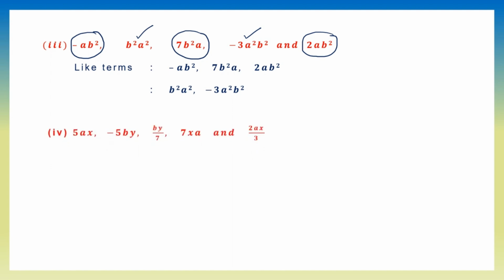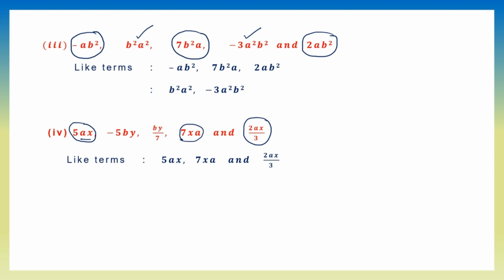Question 4. Now here let's look out and see. Here we have ax. Let's see if there are any more ax. Now here we have xa. That's the same as ax, because there's 1a, 1x. Now the last one also we have ax, 1a and 1x. So these three are one set of like terms. So what do we have? 5ax, 7xa and 2ax by 3.